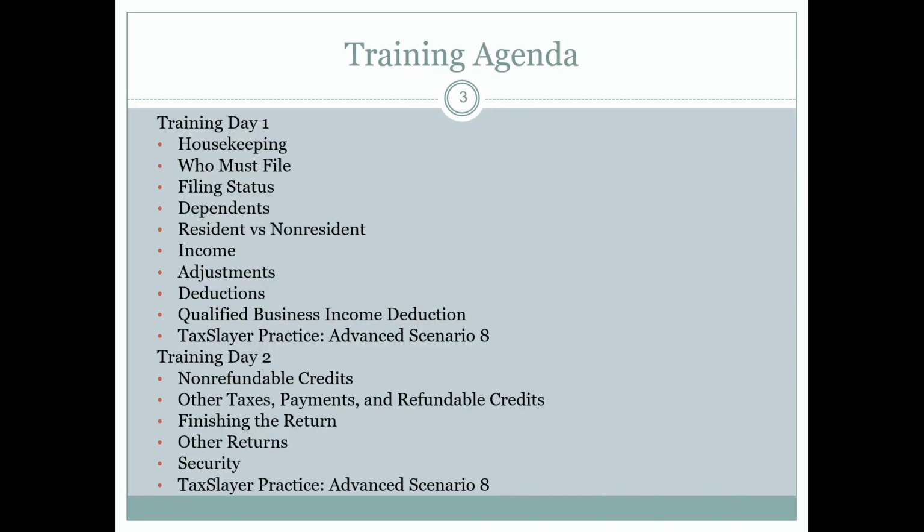And just to let you know, for today, these are the topics that we will be covering. We will go over some housekeeping items that we need to make sure that we adhere to. We're going to talk about who must file. We're also going to talk about filing status, dependents, and who is a resident versus a non-resident. We're going to cover some income topics, adjustments, deductions, as well as the qualified business income deduction, and we'll walk you through the TaxSlayer practice advanced scenario 8.